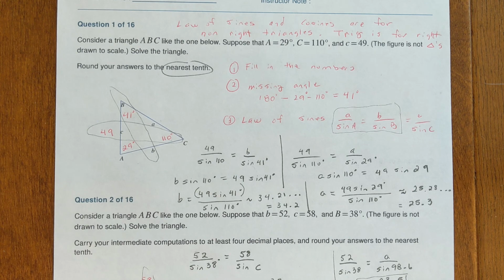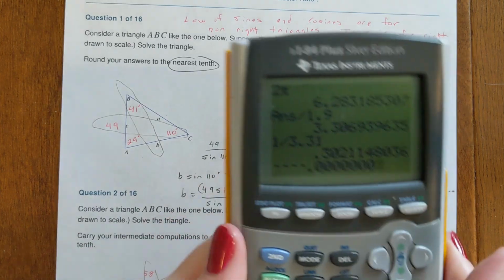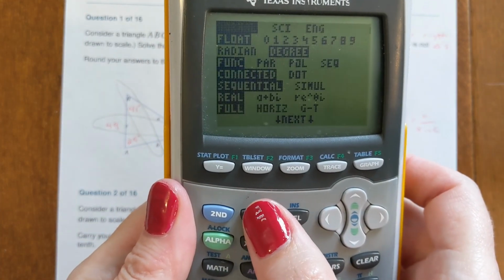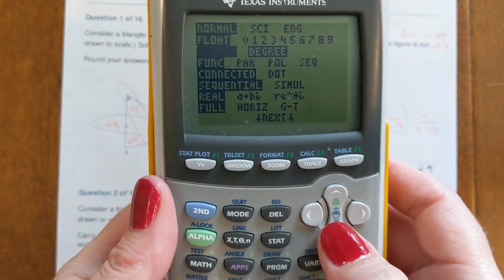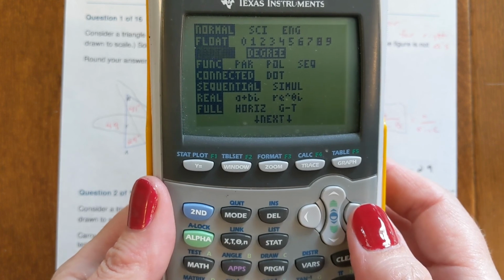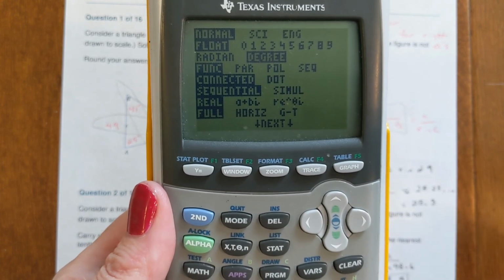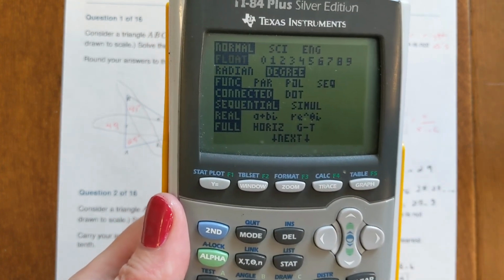All right, let me get my calculator. On your fancy calculator, turn it on, and then you need to go to the word MODE, which is right up there by the second key. After you go to mode, you go down to radian degree, and yours probably says radian if you haven't done anything with it yet. Then hit enter, and then go out of it, and now it's in degrees.